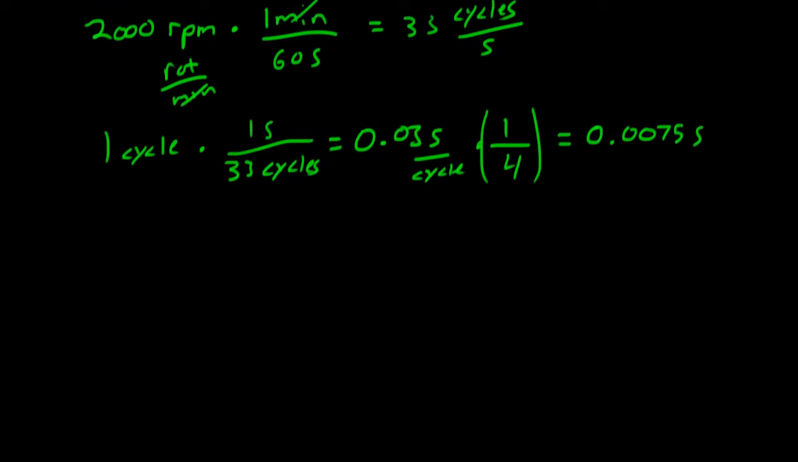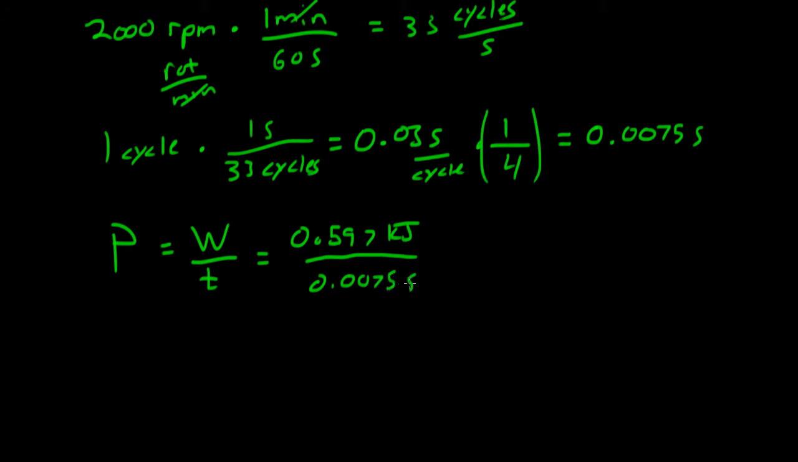Using this time, we can compute the power, which is the rate of doing work. The power is equal to work divided by time. So that's our 0.597 kilojoules that we computed, divided by 0.0075 seconds, which is equal to 79.6 kilowatts.